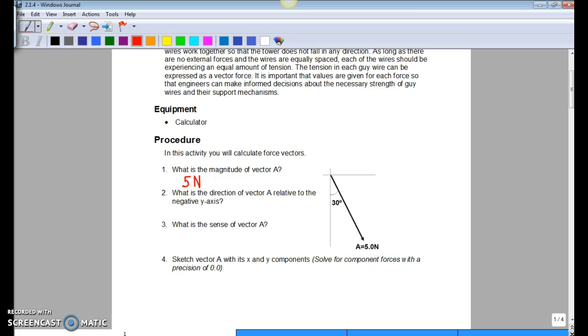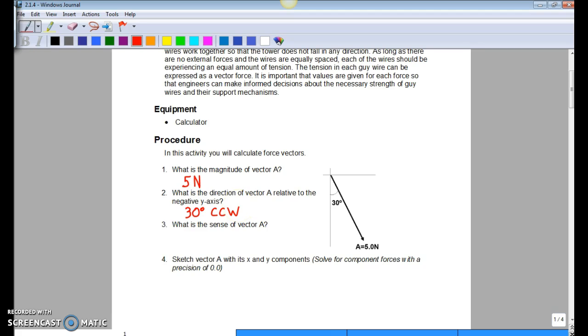Question 2, what is the direction of vector A relative to the negative y-axis? Now this is not the same as question 3, the sense. When it asks direction, your answer should have a degree specified and then clockwise or counterclockwise from the relative axis. So from the negative y-axis, which is right here, we need to say that our vector is 30 degrees counterclockwise from the negative y-axis.